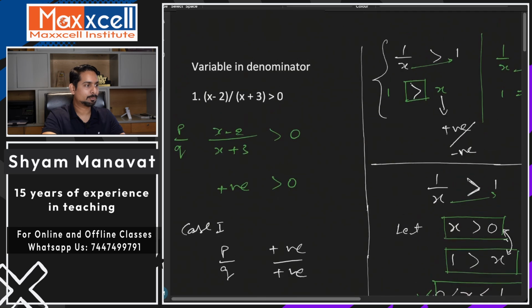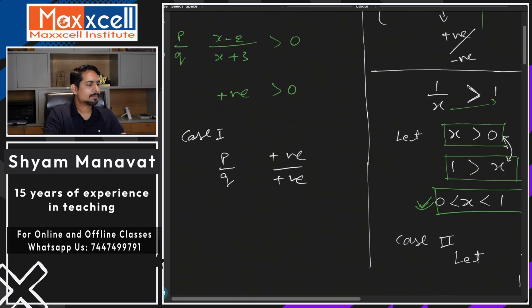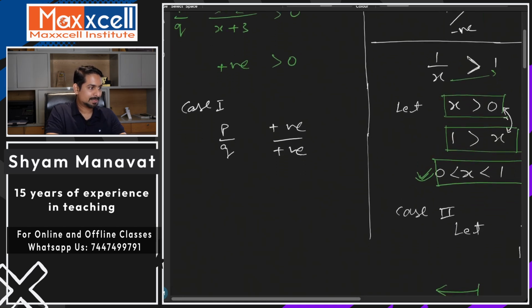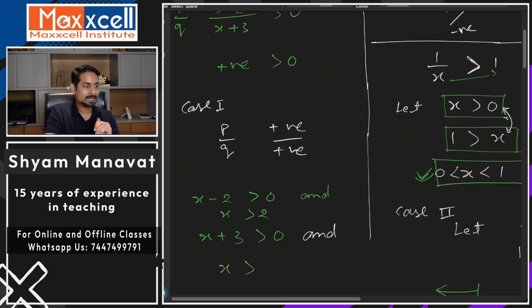So if both are positive, that's case number 1. If both are positive, then how do we solve this? We will say the numerator, which is p, which is x minus 2, is positive, and it's not or. This conjunction is very important; you can't say or. This has to be positive as well as x plus 3 should also be positive. In that case, x is more than 2 and x is more than minus 3 as well.